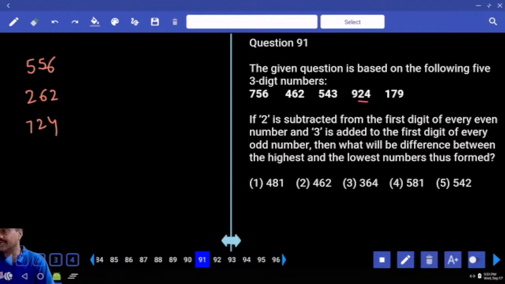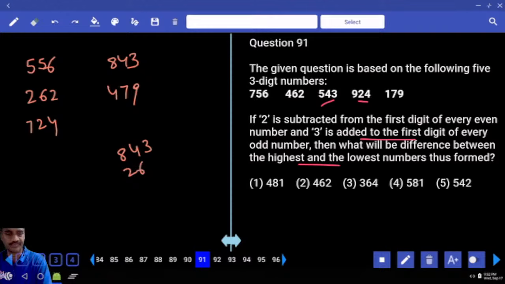These are the three numbers we have. First digit from even number; it is not talking about an even digit. Okay. Then next one, odd number. 3 is added to the first digit of every odd number. Odd number, 543 plus 3 on the first digit, 843. Next one, 179. 3 is added, 479. Difference between highest and the lowest. What is the highest? 843. Lowest, 262. Difference, 581. Given in choice 4. 91, choice 4.